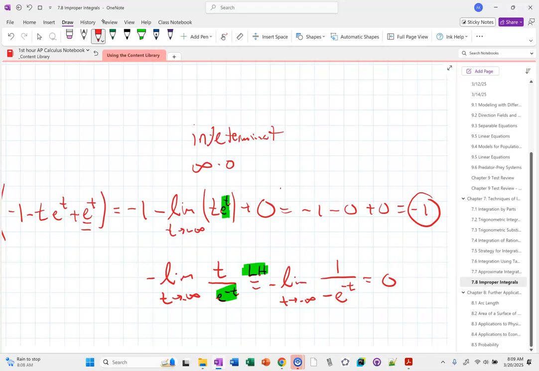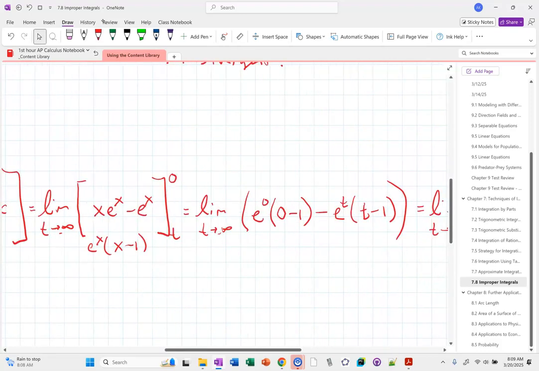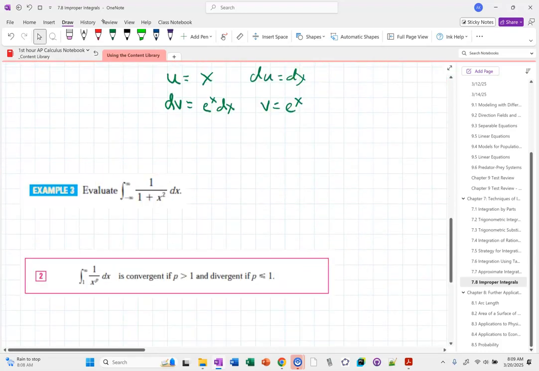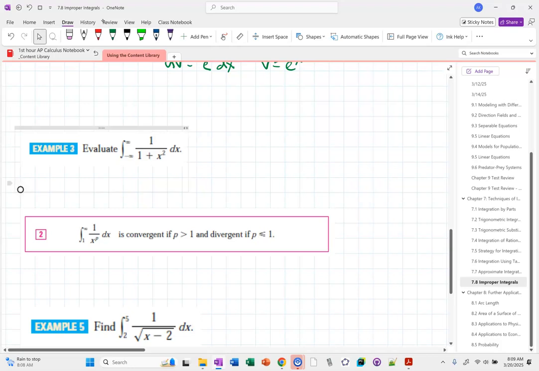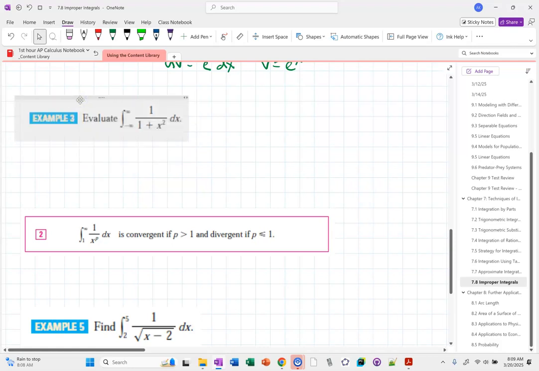You guys feel all right so far? This is kind of the gist of it, just doing these kinds of problems. The worst part is usually the integration. Let's do another one.